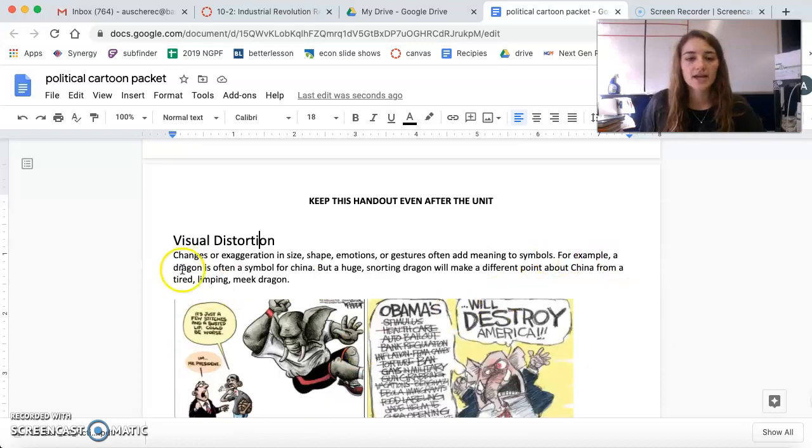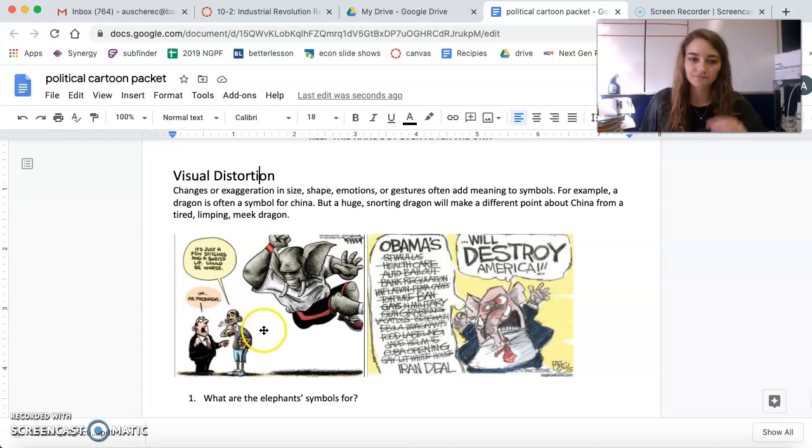For example, a dragon is often a symbol for China, but a huge snorting dragon will make a different point about China from a tired, limp, meek dragon. We see the same thing in this example down here. Here we have President Obama, this was an old political cartoon, and here we have the elephant. Elephants are often a symbol for Republicans, the Republican political party. We have an elephant in this political cartoon, and we have an elephant in this political cartoon. But as you notice, there are two very different elephants here, right?